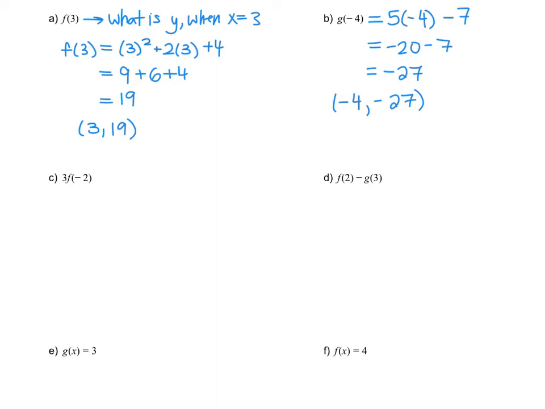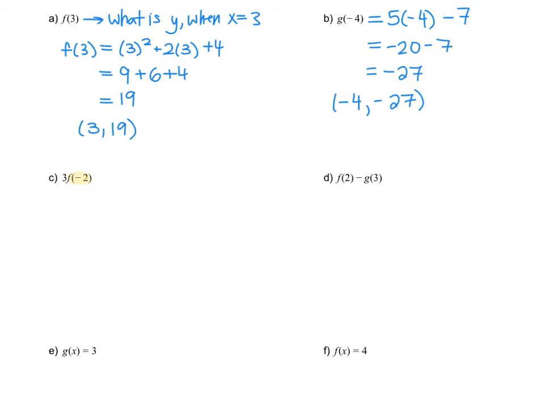So for 3 times f at -2, this really just means figure out what f at -2 is and then triple that number. And there's different ways you can do this depending on what works best for you. If you would like, you can find f at -2 first, just do it on the side, and then do 3 times that number.